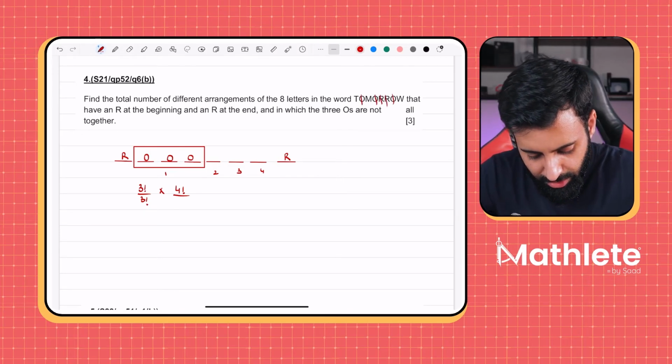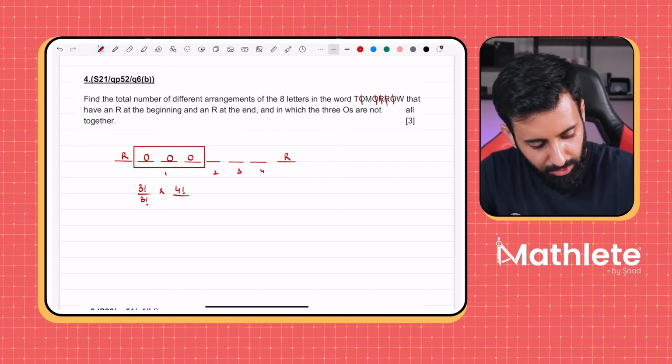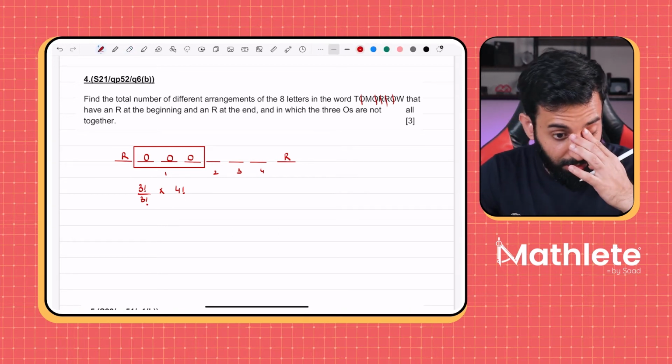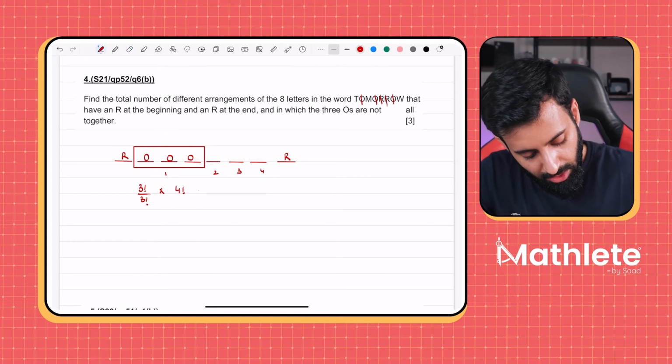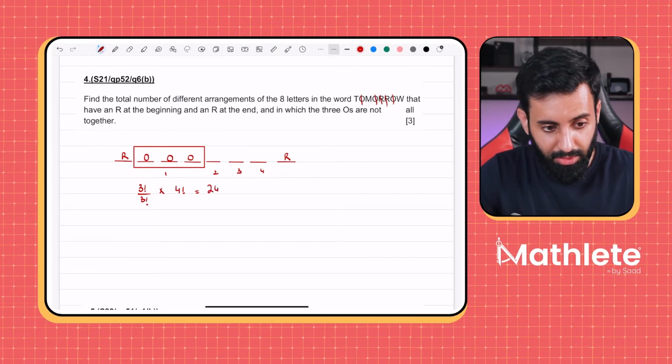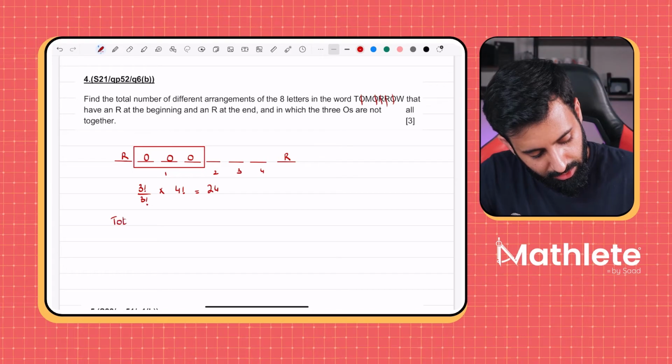So we've dealt with the R's, we've dealt with the O's. T, M, and W just occur once. That means we don't have to divide it by the factorial of anything. So 3 factorial divided by 3 factorial is just 1. 4 factorial, however, is 24. So this is the number of ways that they are together. Now let's calculate the total.